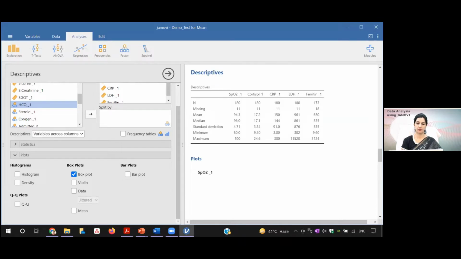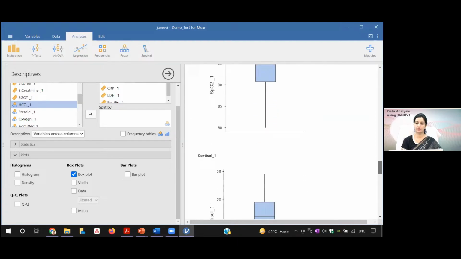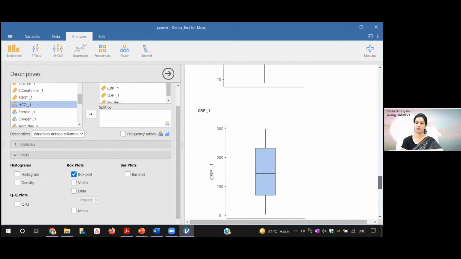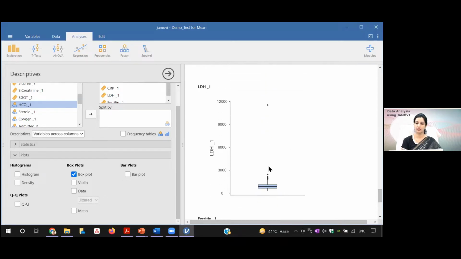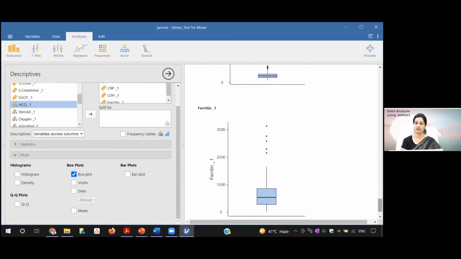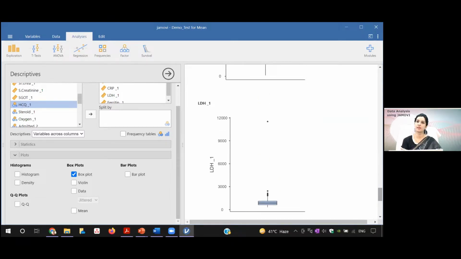So if you see the box plot, you can see there are no outliers in this box plot. In cortisol also no outlier, CRP also no outlier. There are few outliers, maybe 4, 5 in LDH, and there are again 5 outliers in ferritin. So now out of 180, I may decide to take, yes, hemoglobin also, right, Ria? Sorry, I forgot hemoglobin. So it is hemoglobin 1.